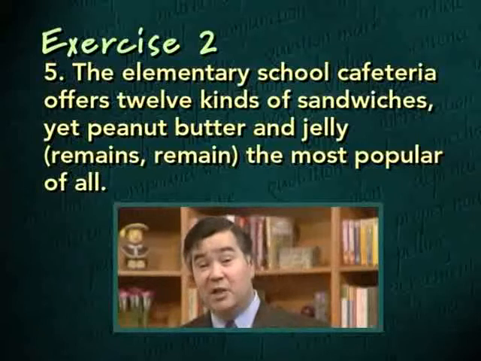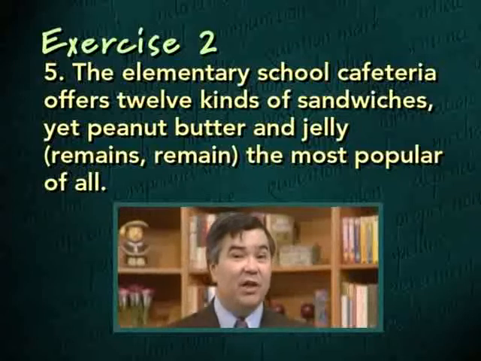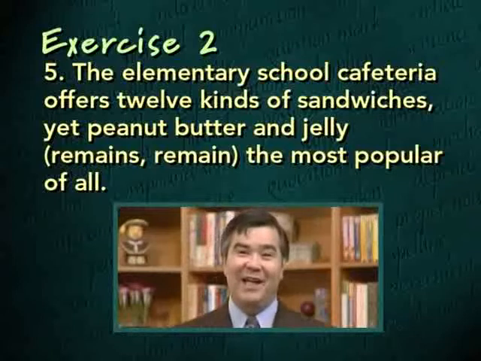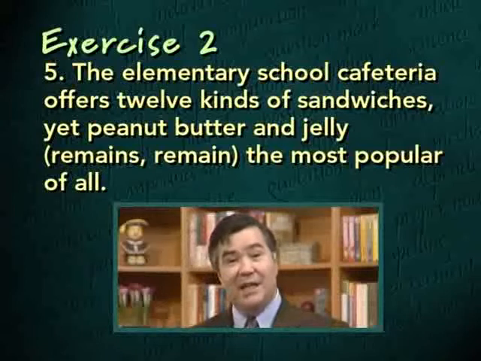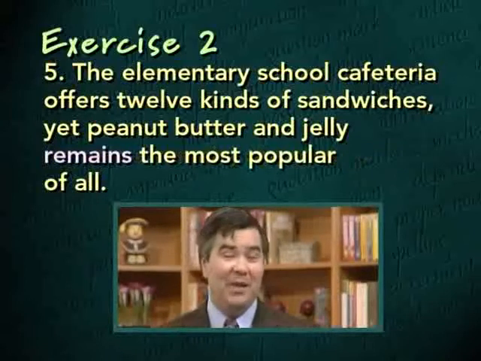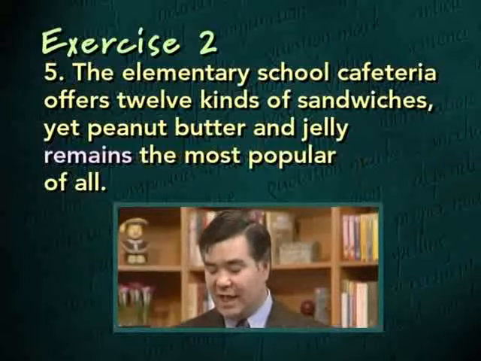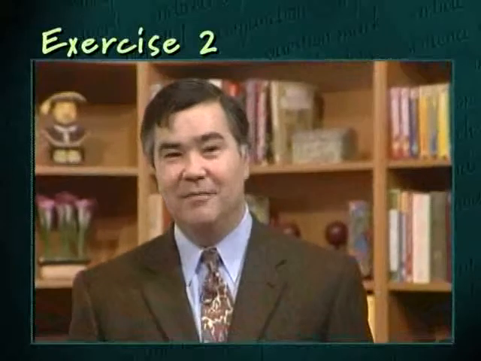So what's being described here is really one sandwich, and therefore the compound subject, peanut butter and jelly, should really be treated as singular, because peanut butter and jelly is actually one thing for the purposes of this sentence. So in this somewhat tricky example, the singular verb remains would be correct, and the sentence should read, the elementary school cafeteria offers 12 kinds of sandwiches, yet peanut butter and jelly remains the most popular of all. Did you get all 5 of these sentences correct? If so, you've really mastered these tricky rules about subject-verb agreement. Good job.